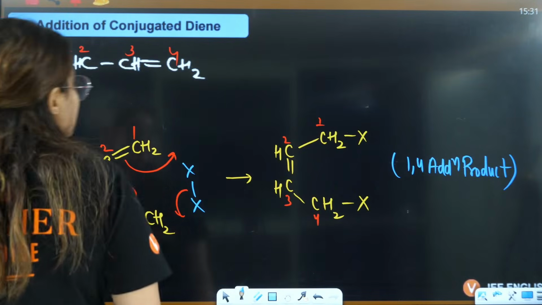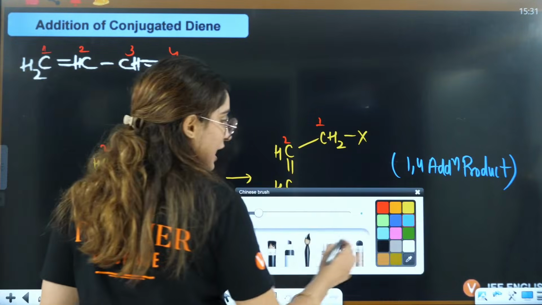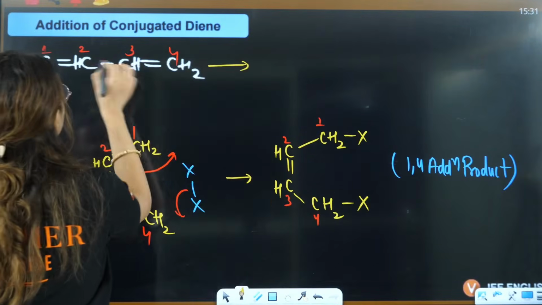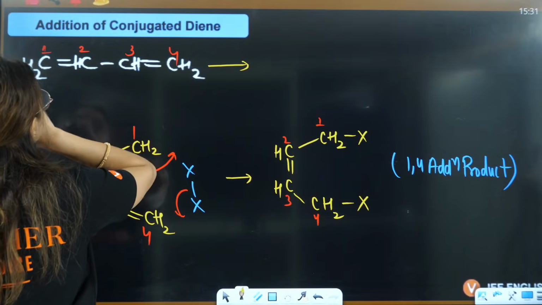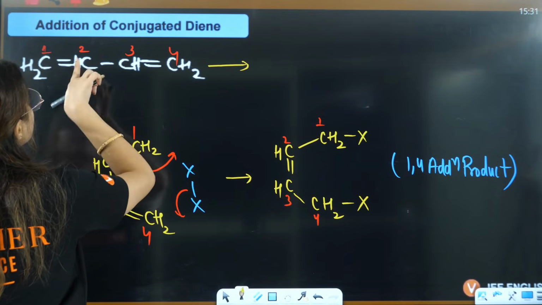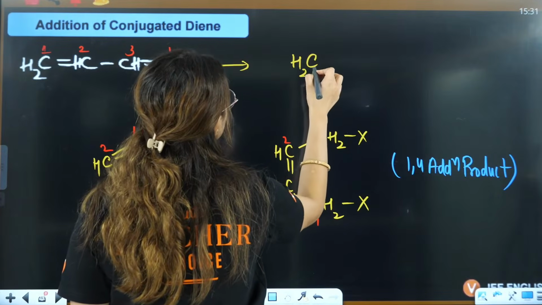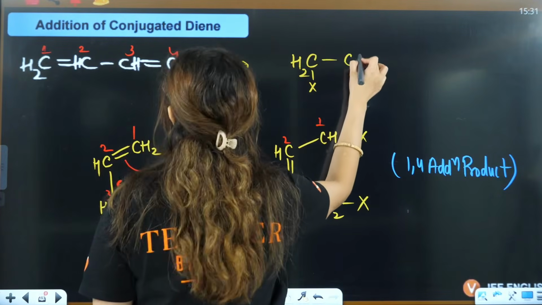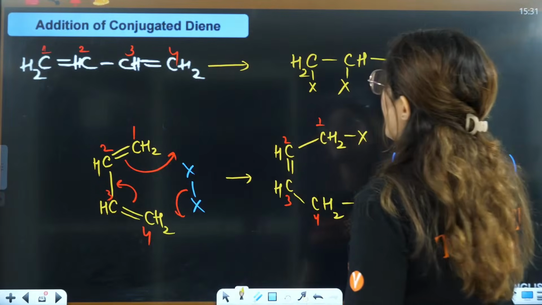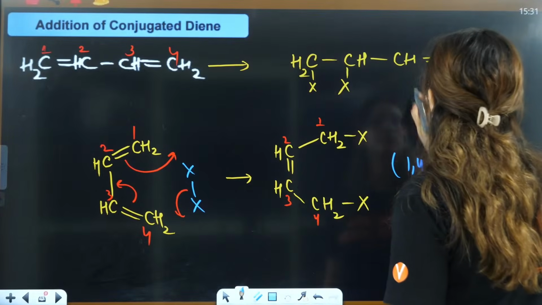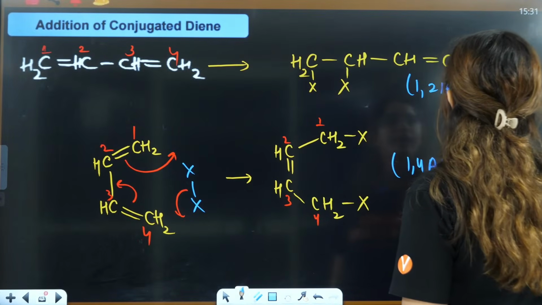Now two things can happen. Either you can have the 1,4 addition product, which will be the major product, or you can add directly on this position, which is 1,2 addition. That means you just directly add to get CH2 with X, and CH with X, and CH double bond CH2. That is the 1,2 addition product.